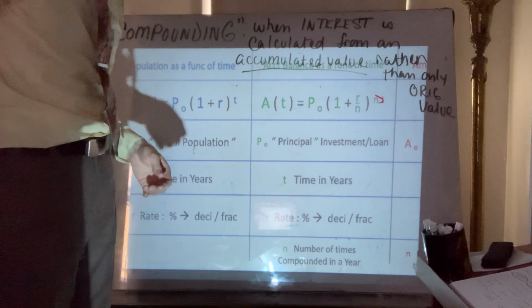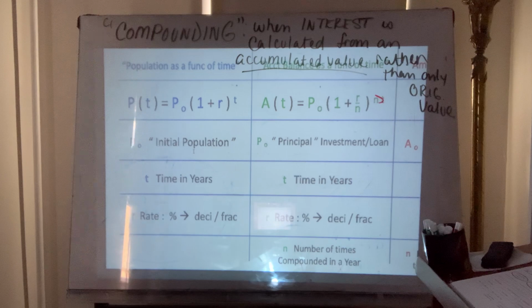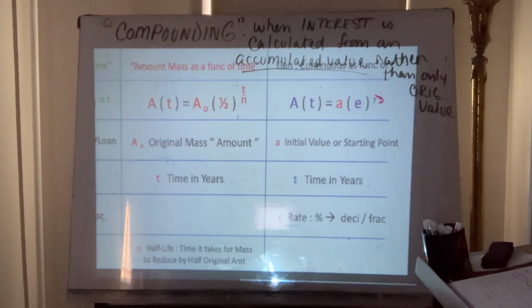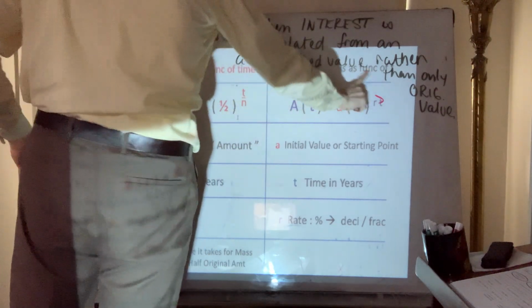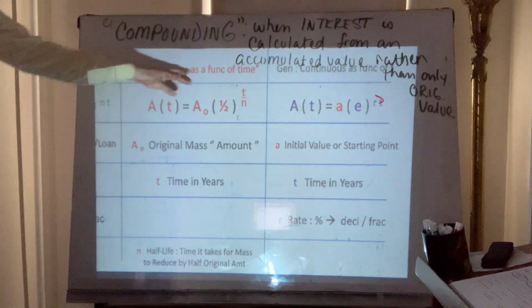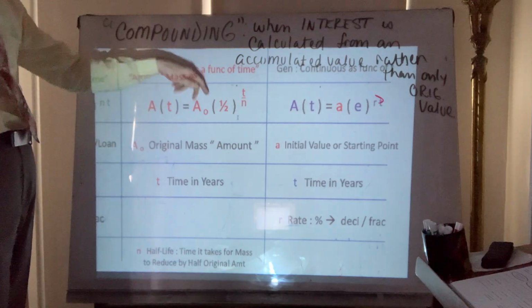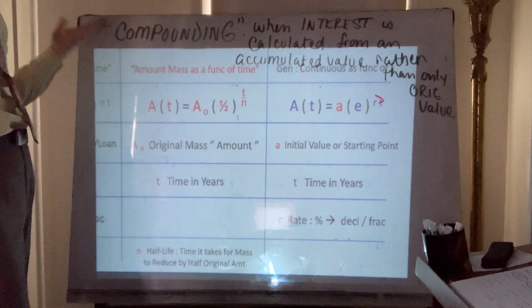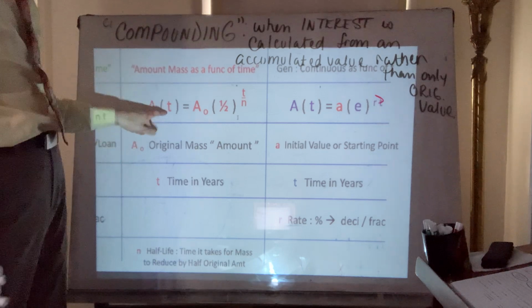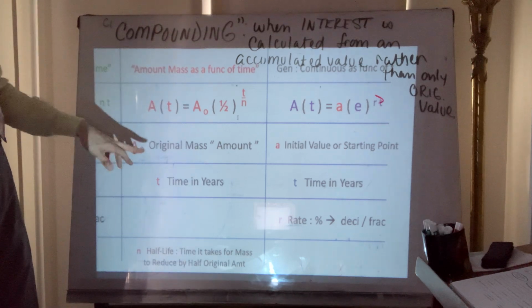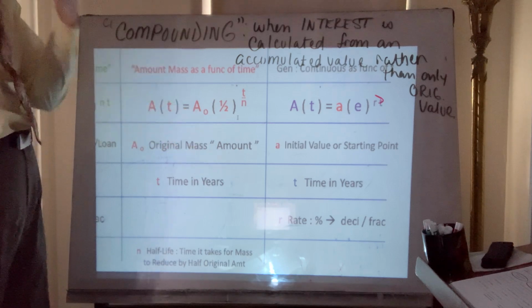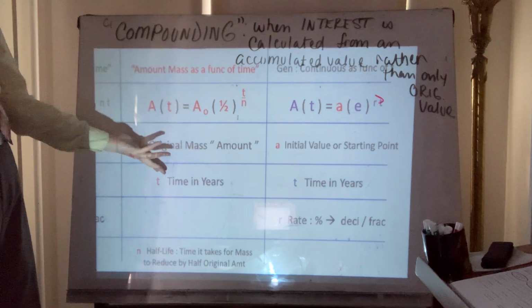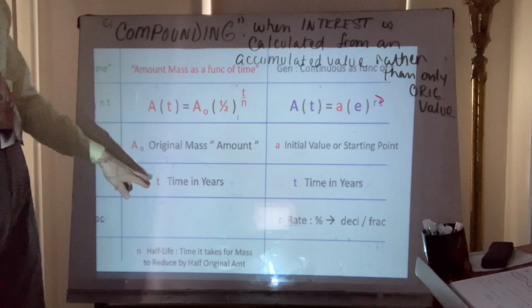Just to go through the motions here, if you scoot over to the other two, there's amount of mass of a radioactive substance as a function of time. Again, the labels have been changed. A is the amount of mass, as a function of time, A of T. A naught is the original mass amount. So again, on a graph, it would still nonetheless be the y-intercept in math world. T is time in years.